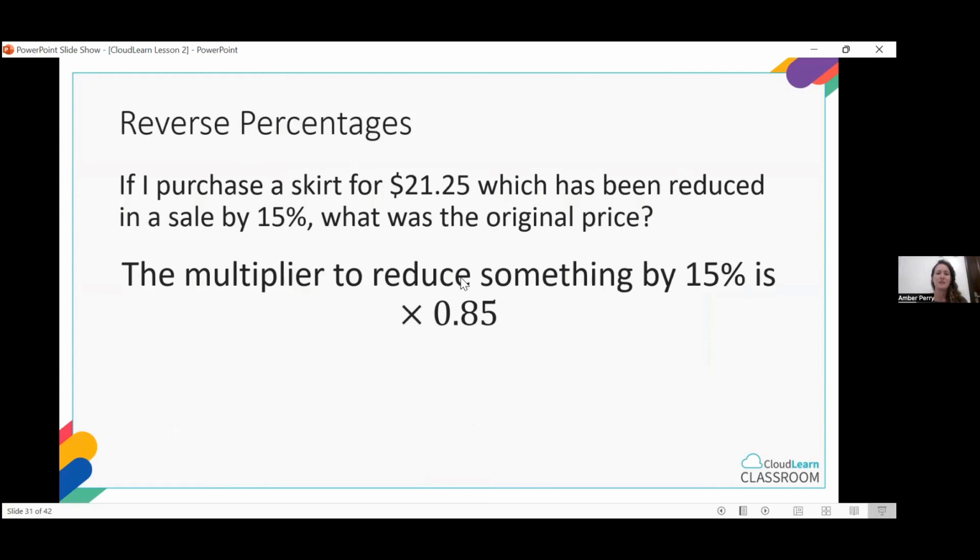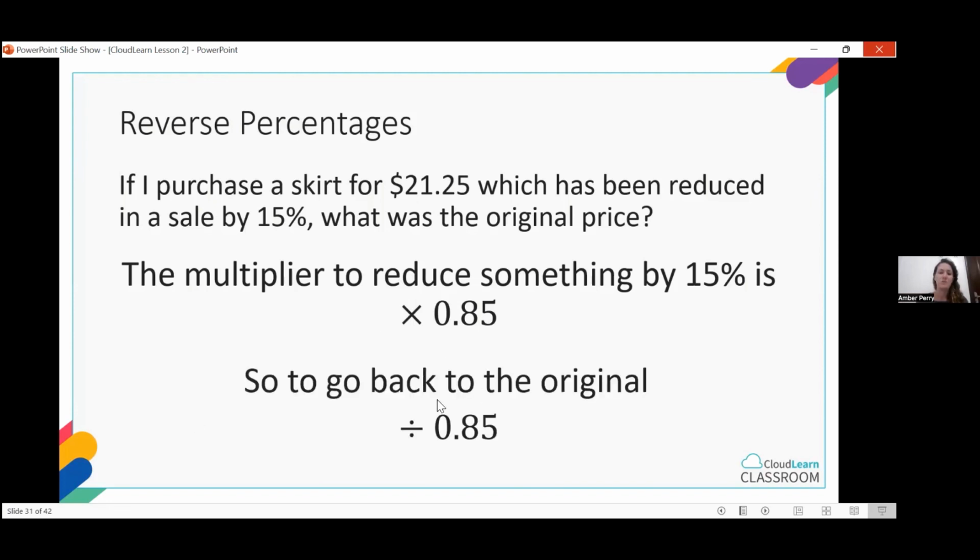Because the multiplier to reduce something by 15% is to multiply by 0.85. We've just done that. If I've got 100% and I take 15% off, I'm going to times by 0.85. So now if I want to go back to my original 100%, this originally cost something, but it's been reduced by 15%, now it's 21.25. All I need to do is the opposite of multiplying by 0.85. So all we have to do is divide by 0.85, and that will take us back up to that original 100%. So how much was that skirt originally?